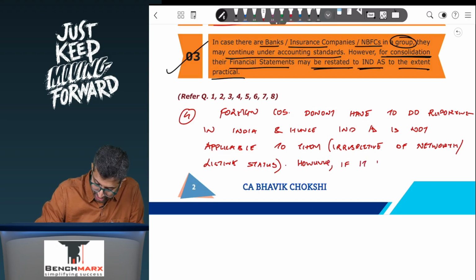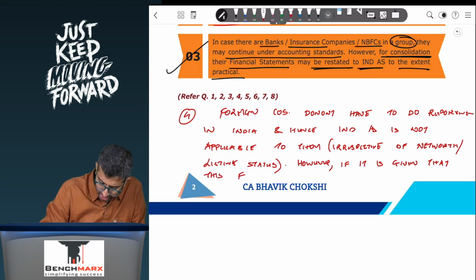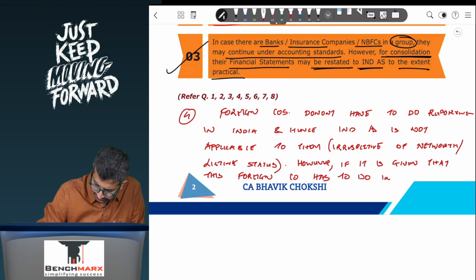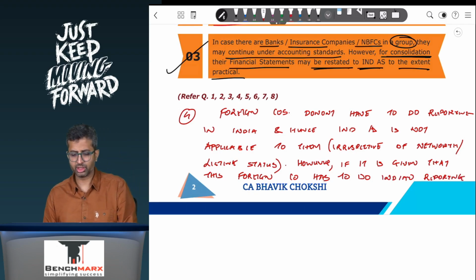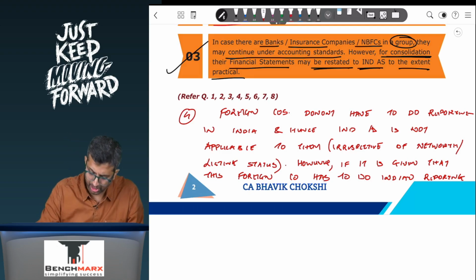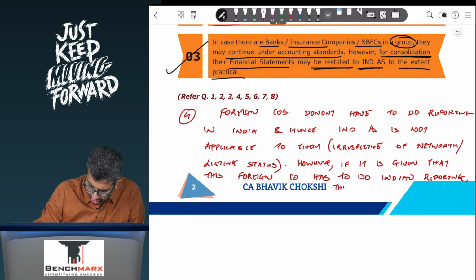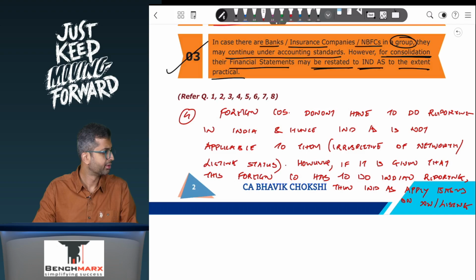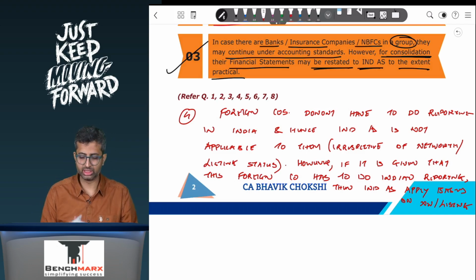However, if it is given that this foreign company has to do Indian reporting, then Ind AS would apply based on net worth / listing limits.